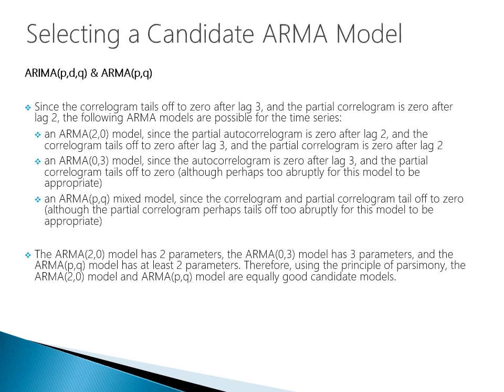Invoking our principle of parsimony, we look at the ARIMA(2,0,0) model having 2 parameters, ARIMA(0,0,3) having 3 parameters, and ARIMA(p,0,q) having at least 2 parameters. Therefore, we can say that either using an ARIMA(2,0,0) model or an ARIMA(p,0,q) model are equally good candidate models.